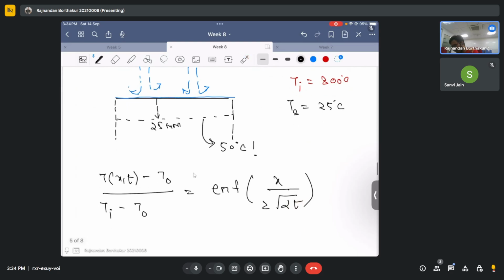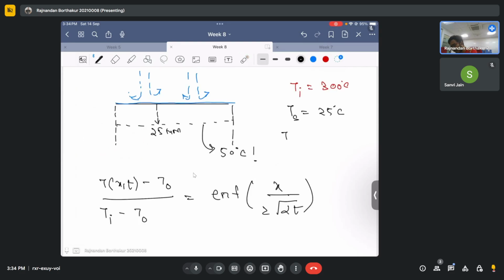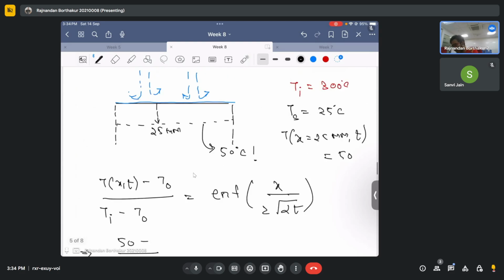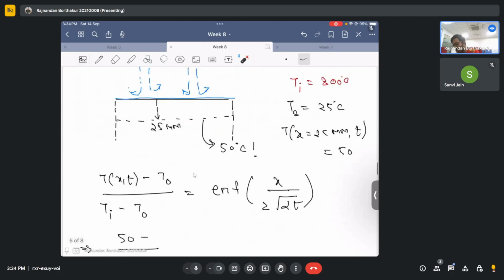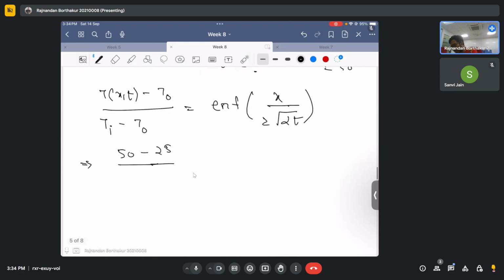So what you need to find is the time where your temperature at x equal to 25 mm is equal to 50 degrees Celsius. So you can just substitute this as 50. T naught is basically the temperature of the surface on which you are impinging the water, so T naught is equal to T surface, which is equal to 25. Ti is the initial temperature, which was given to be 300, minus T naught, which is equal to 25.